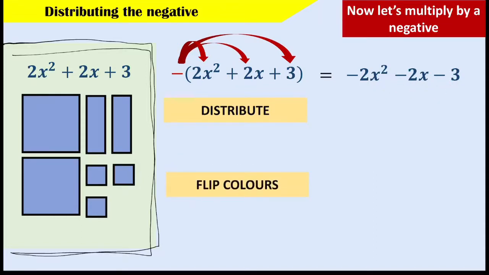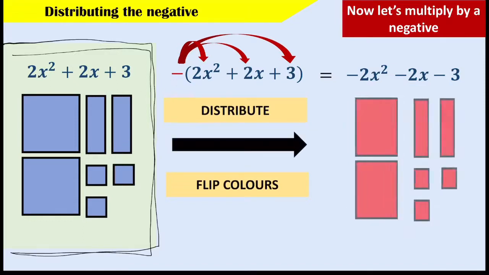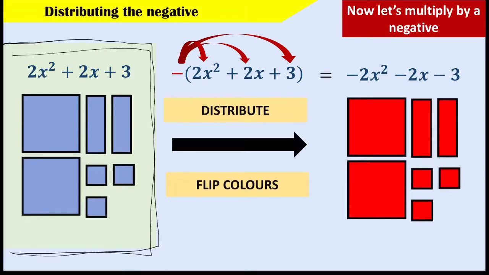To represent that with algebra tiles, we're going to flip the colors. So here I have a positive set of algebra tiles, but if I decide to subtract that expression, it's going to flip everything to become negative.